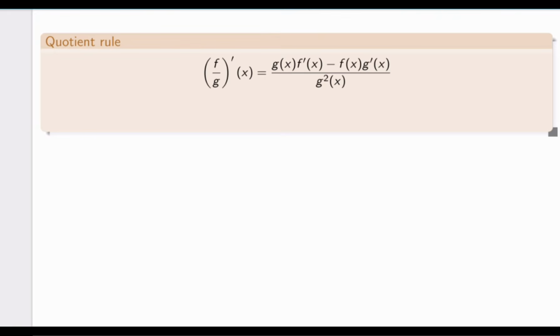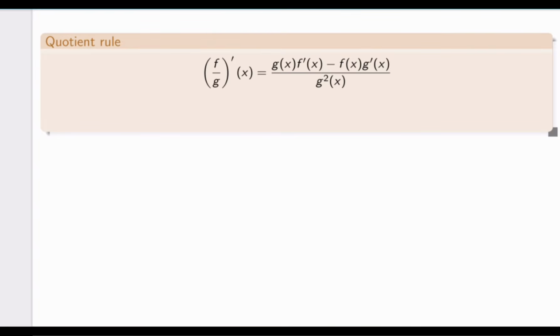The last rule for this video is the quotient rule. Now the quotient rule is in fact a little bit more complicated than the other ones. We have two functions, and we look at the ratio f divided by g, and then the derivative. Again, we can compute this by the derivatives of g and f, but in this kind of complicated form: g f prime minus f g prime, and then divided by g squared.